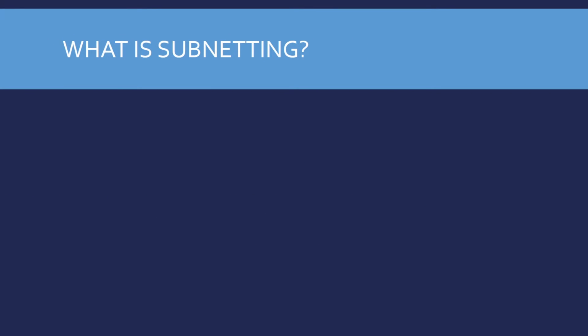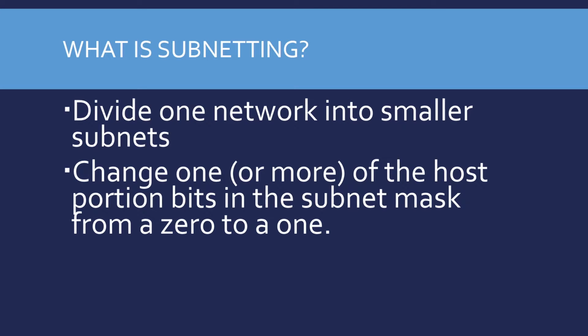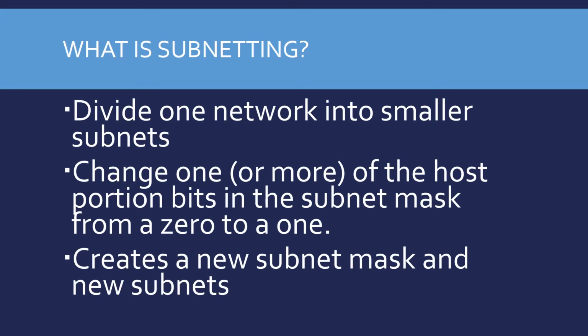Subnetting is when one big network is divided into 2 or more smaller subnetworks. The process of subnetting involves changing one or more of the host portion bits in the subnet mask from a 0 to a 1. This creates a new subnet mask and creates 2 or more smaller subnets.